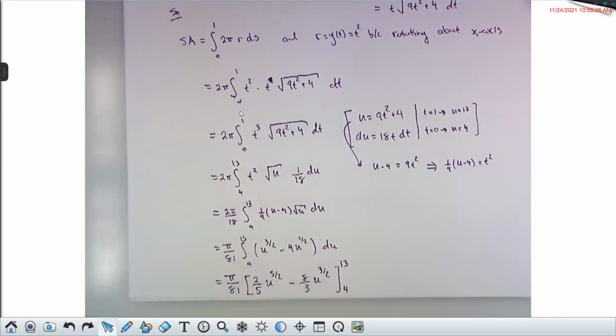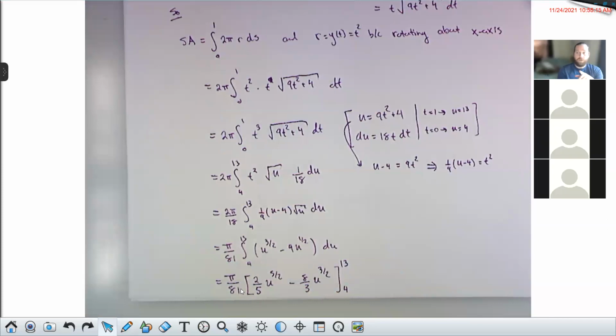So the integral here is again tricky, but if there's one lesson, it's that surface area integrals actually tend to be nicer than arc length integrals. Come back for a second. Surface area integrals, you have this extra piece out front.